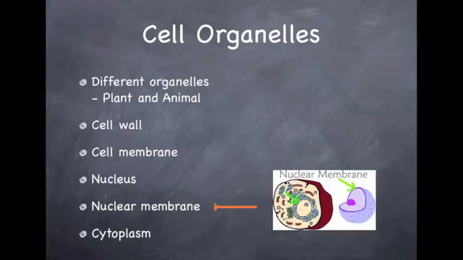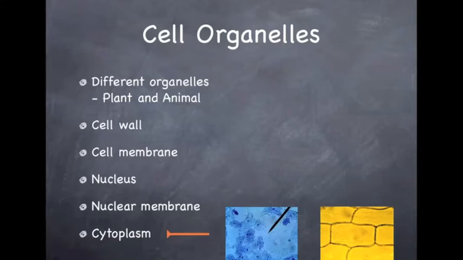Next is the nuclear membrane. It's a bit like the cell membrane, but for the nucleus. It's a small semi-permeable barrier around the nucleus, and it controls what goes in and out. As you might imagine, to replicate the DNA, the nucleus would be needing nutrients and vitamins, etc. So the nuclear membrane controls what goes in and what goes out.